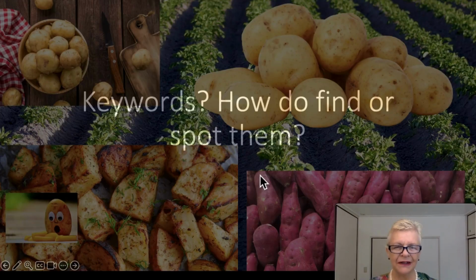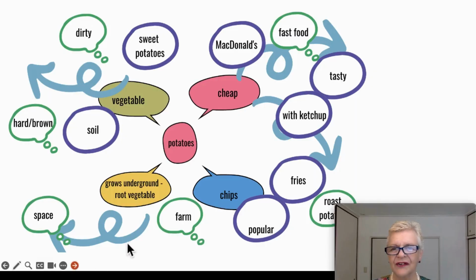Okay, moving on. Keywords. How do we find or spot them? If English is not your native language, maybe you find this very difficult. So I'm going to give you some help here. You can see I've got some pictures here of potatoes. I'm from the UK, and in the UK we love potatoes. So I'm going to show you how to prepare a memo to give a short talk or presentation about potatoes. You can see there are many types and different ways of cooking them and so on.